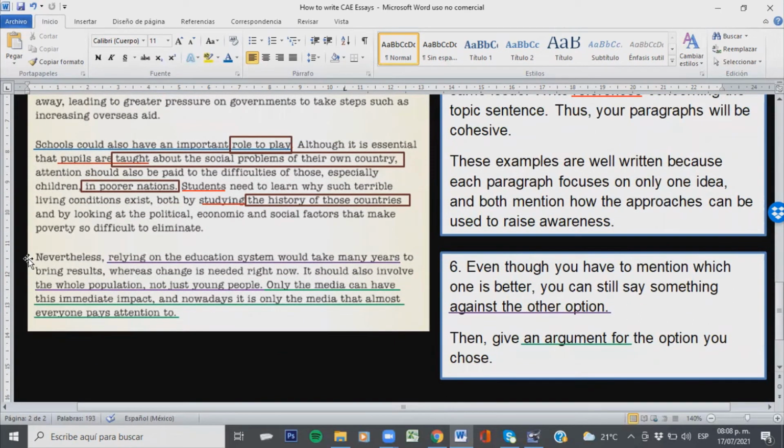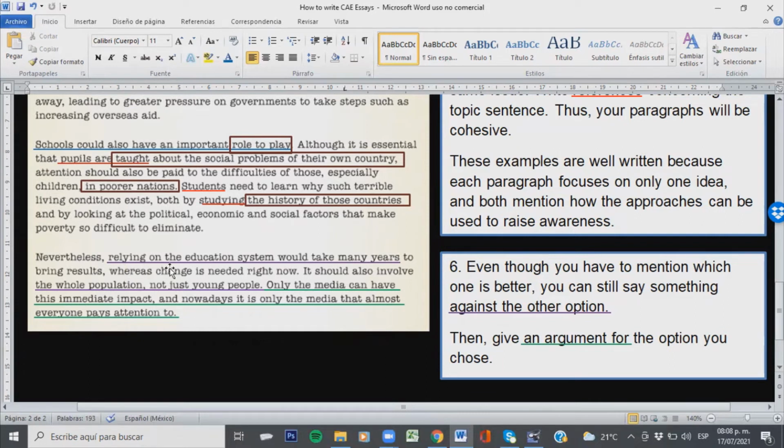It says, nevertheless, relying on the education system would take many years to bring results, whereas change is needed right now. It should also involve the whole population, not just young people. Only the media can have this immediate impact, and nowadays it is only the media that almost everyone pays attention to. Even though you have to mention which one is better, you can still say something against the other option.